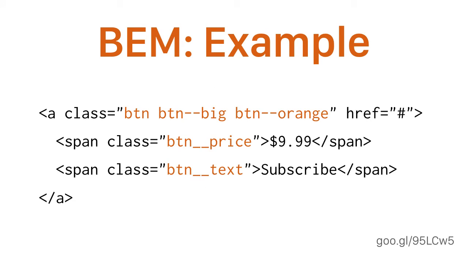So here's an example of BEM in practice. You've got your button block, you've got child elements, button price and button text, and then you've got two modifiers on the block, big and orange. Now, those double dashes and double underscores might look a little off-putting if you're not used to them, but again, the idea is you should be able to look at this and tell at a glance what is going on. By following this naming convention, you can tell by reading code what is happening without having to do that detective work. Whether you like their naming convention or not, this idea of applying a strict naming convention to tell what you're looking at is a huge step forward.